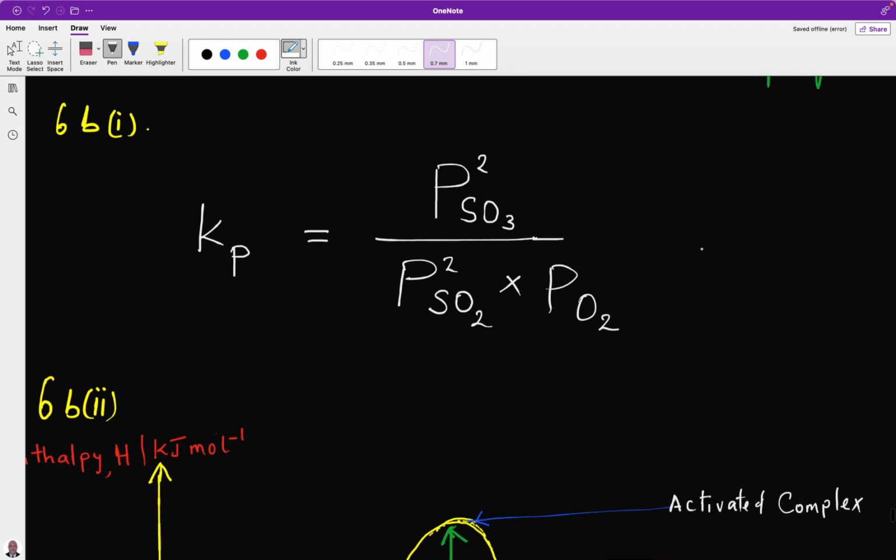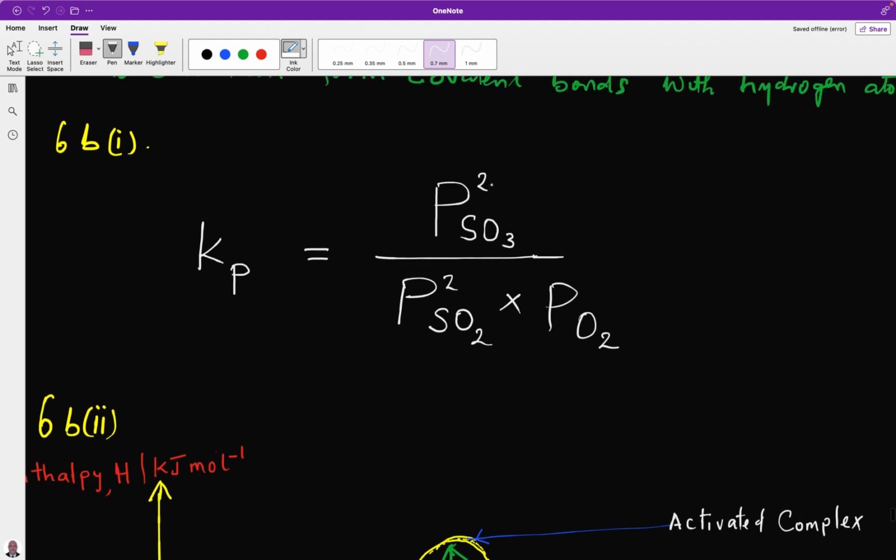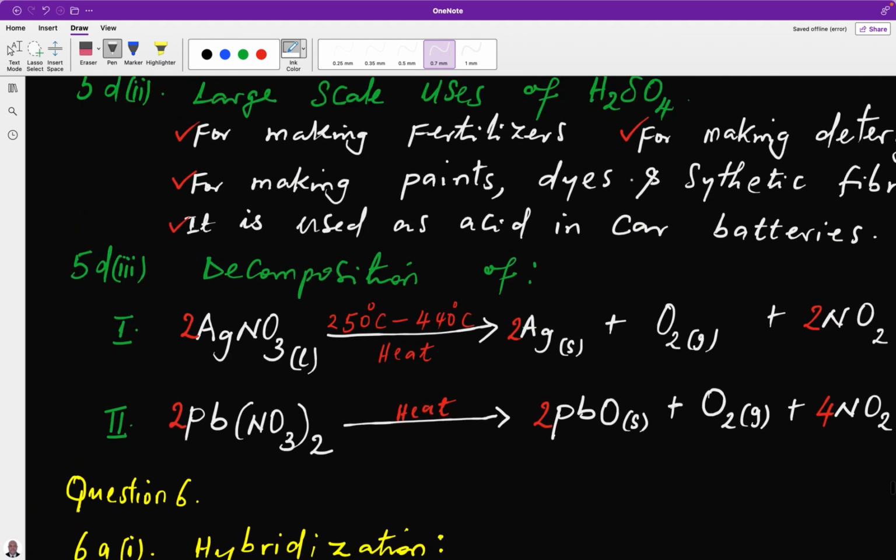Kp is equal to P squared of sulfur trioxide, because there are two moles of it, divided, that is, the product over the reactants, by P squared of sulfur dioxide, because there are two moles of sulfur dioxide, and then P of oxygen. That is how you can write it. Pressure, because they are all gases. That is the expression.